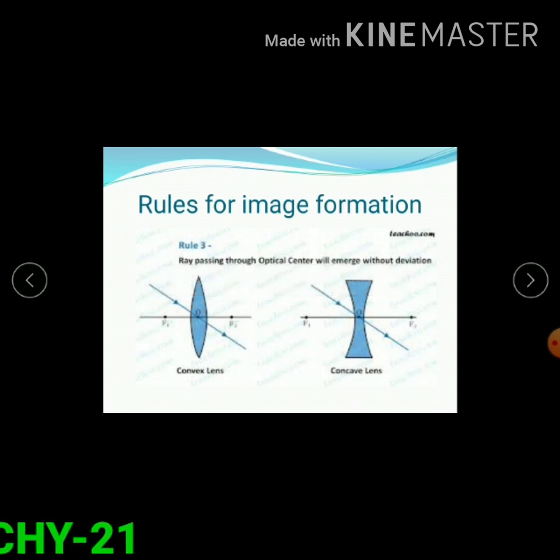Students, I hope you all understand about the lenses and their different types, and the 3 basic rules for formation of image. Thank you.